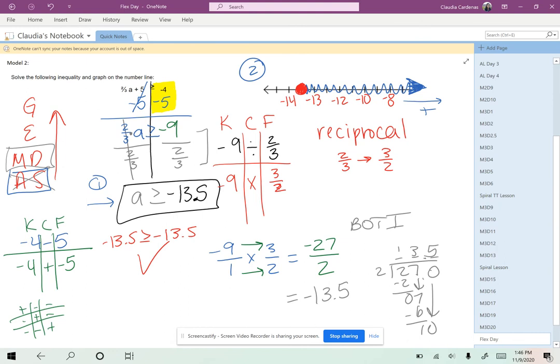Alrighty, so I just wanted to show what happens when there's a fraction in front of the variable. You're going to practice some more on your own.